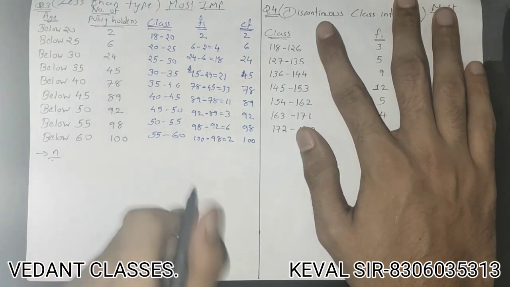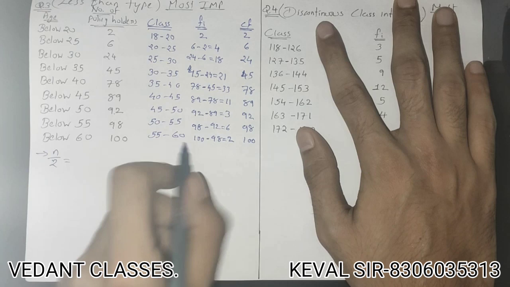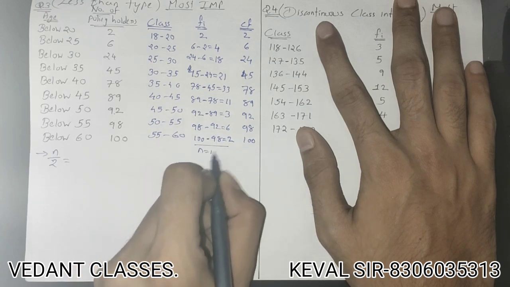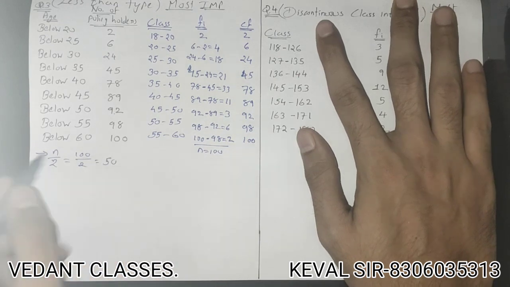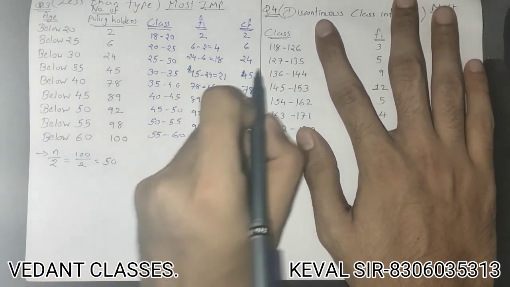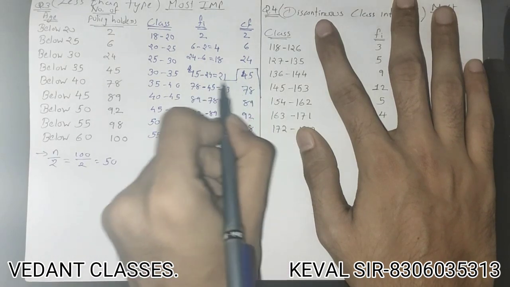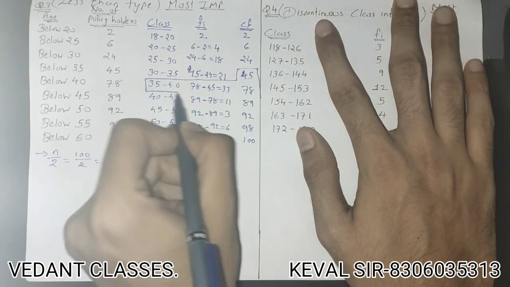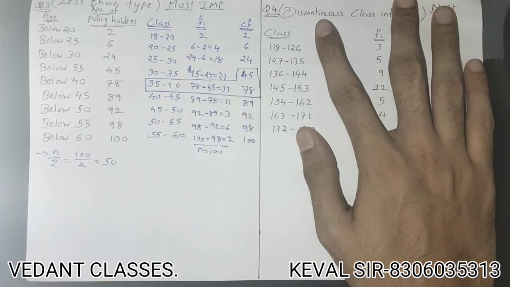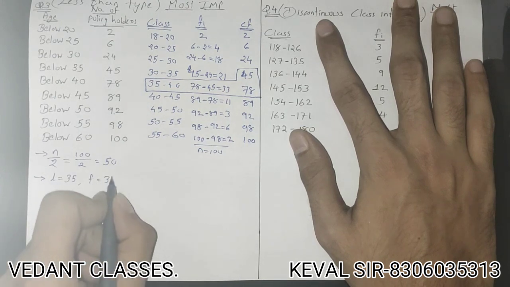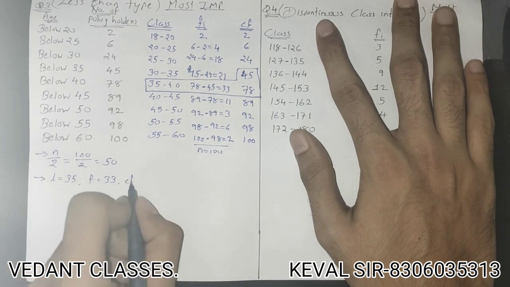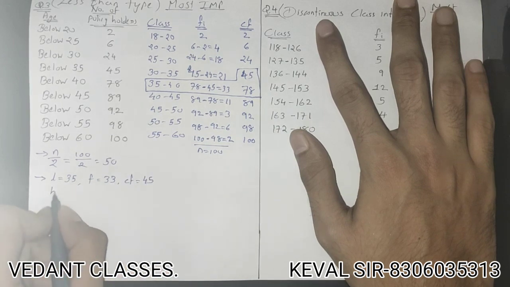First of all we need to find n by 2, so n is 100 over here, so n by 2 is 100 by 2, so this will be 50. Choose the value of CF just less than 50, so that will be 45. So make a table like this. Okay, so note down all the values: L is 35, then f is 33, then the value of CF is 45, value of h will be 5, that is 40 minus 35.